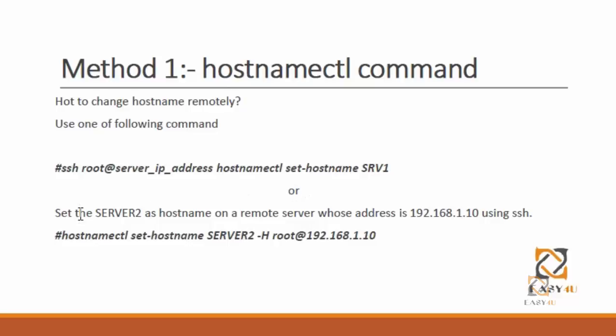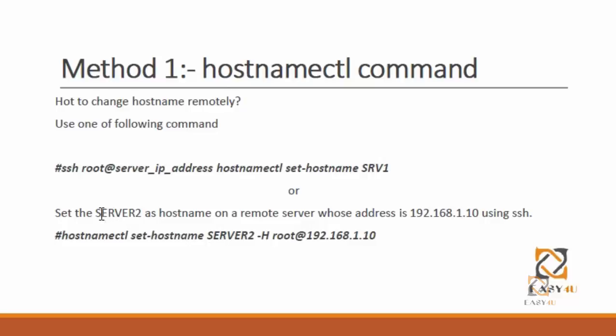Or the second one is, if you want to set server2 as the hostname on a remote server whose address is 192.168.1.10 using ssh, then you need to execute this command: hostnamectl space set-hostname, and then you need to type the host name that you want to set for your remote server.